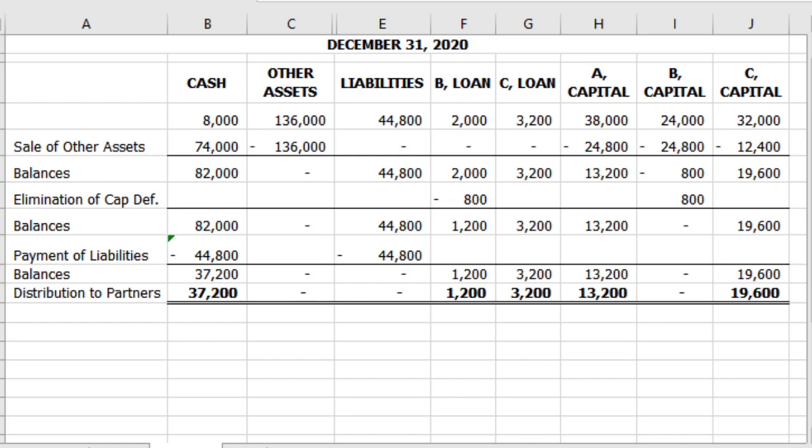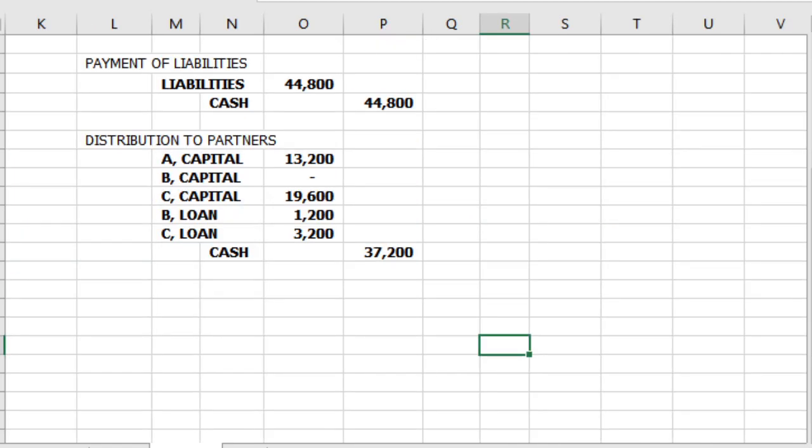So, that's it. Yung matatanggap ni A, 13,200. Ni B, syempre yung loan niya na 1,200. And then kay C yung capital and kanyang loan. So to record the payment of liability and the distribution of the remaining cash to partners, so ito yung entry natin. Liabilities of 44,800 and then distribution to partners, yung remaining cash natin is 37,200 and so on. Again, kung ano yung ginawa nyo sa statement of liquidation, ganun lang din yung mangyayari sa journal entries nyo.